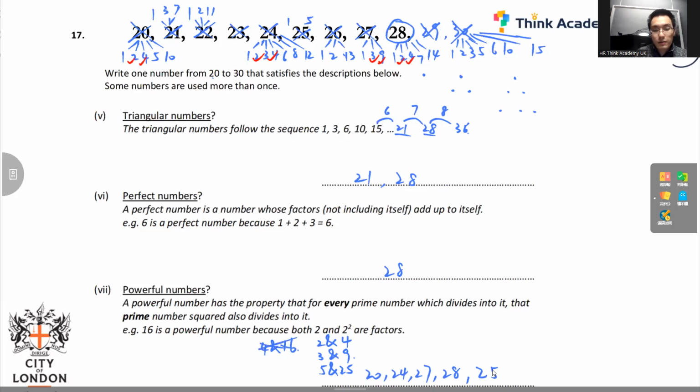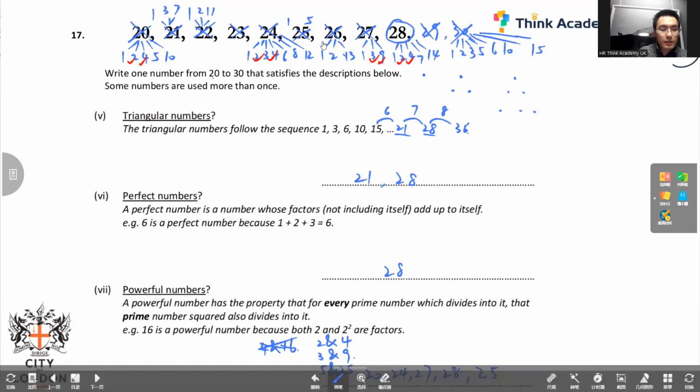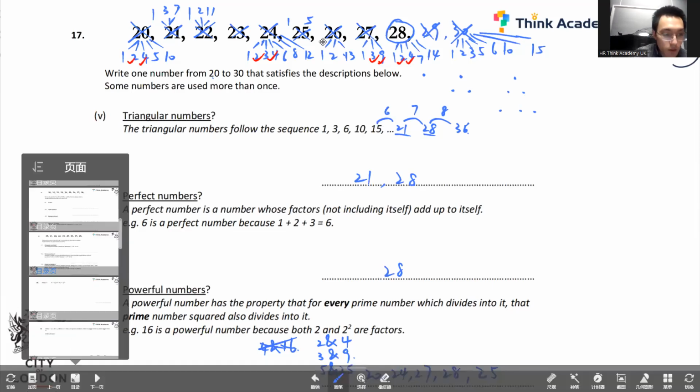So this one we can cross out. But just remember 5 and 25, we can include the number itself. The number itself is a factor of itself as well. So 25 is also a powerful number. For every prime number which divides into it, its square also divides into it. That's the powerful numbers. Let's move on to St. Paul's Girls.